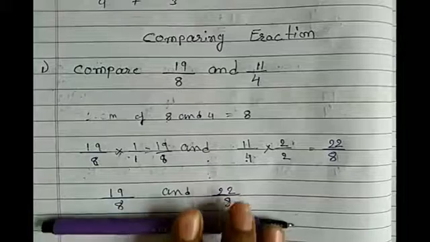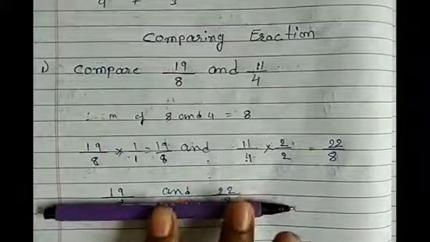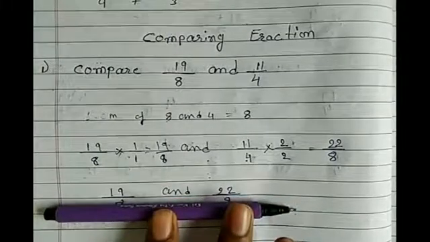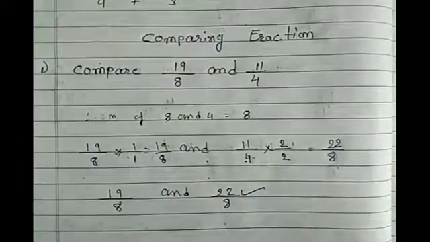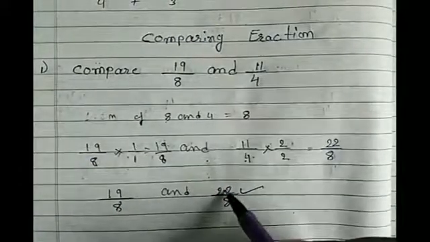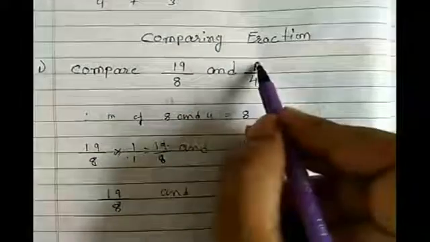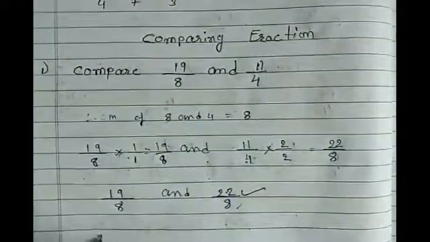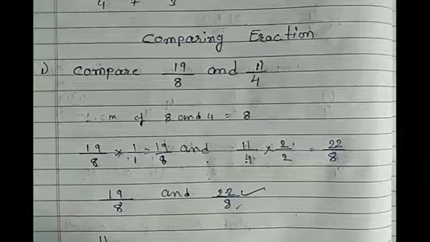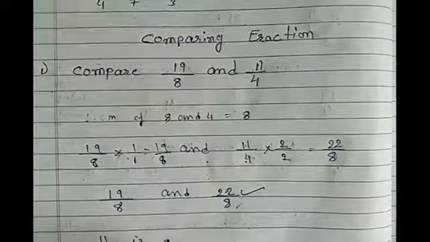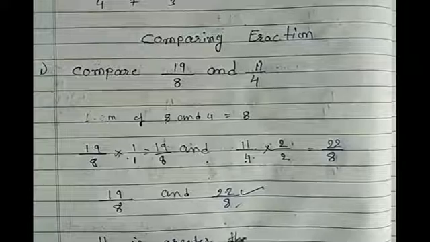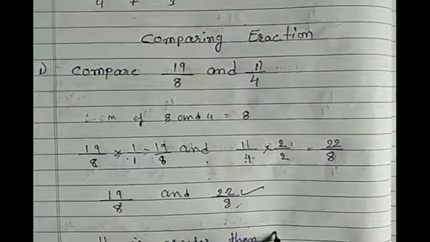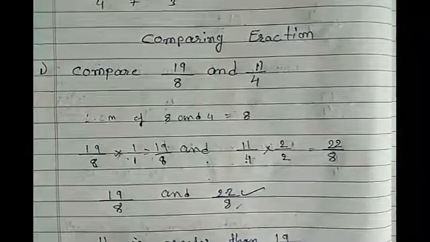Hide the denominator. Now 22 is greater and 19 is smaller, so we know that this number is bigger. 22 upon 8 represents 11 upon 4, so we can say that 11 upon 4 is greater than 19 upon 8.